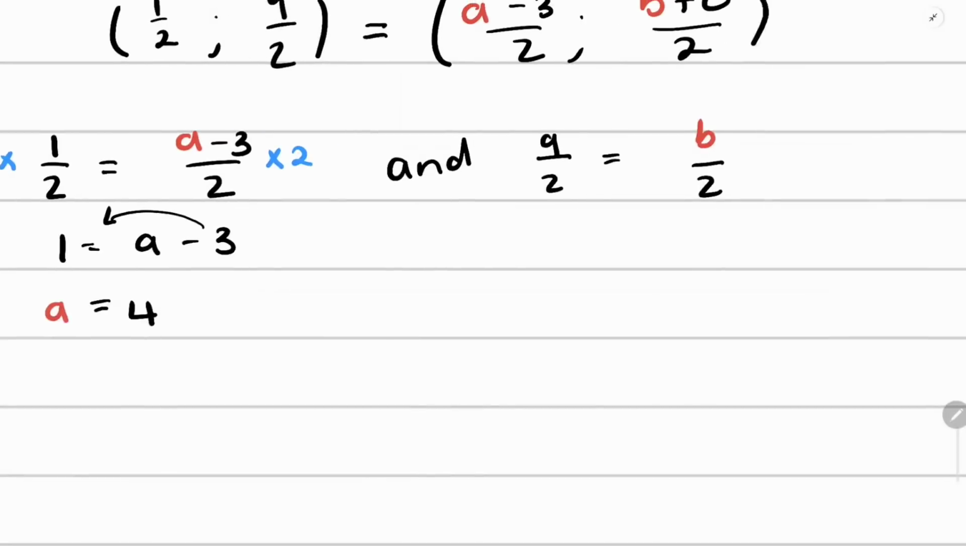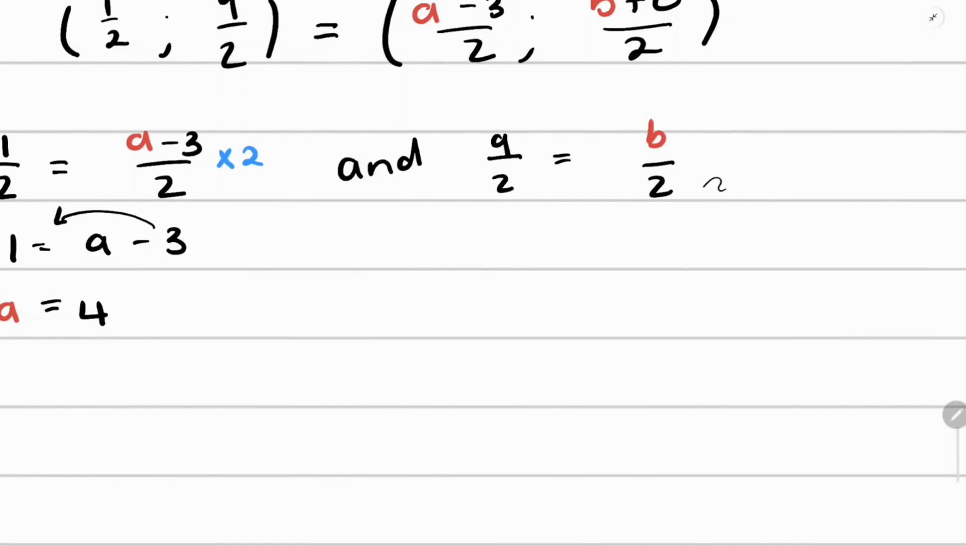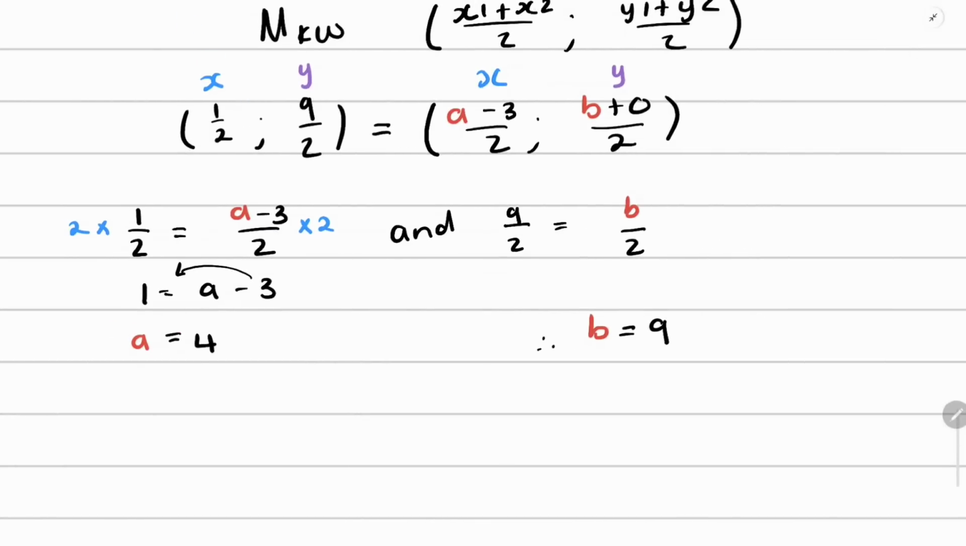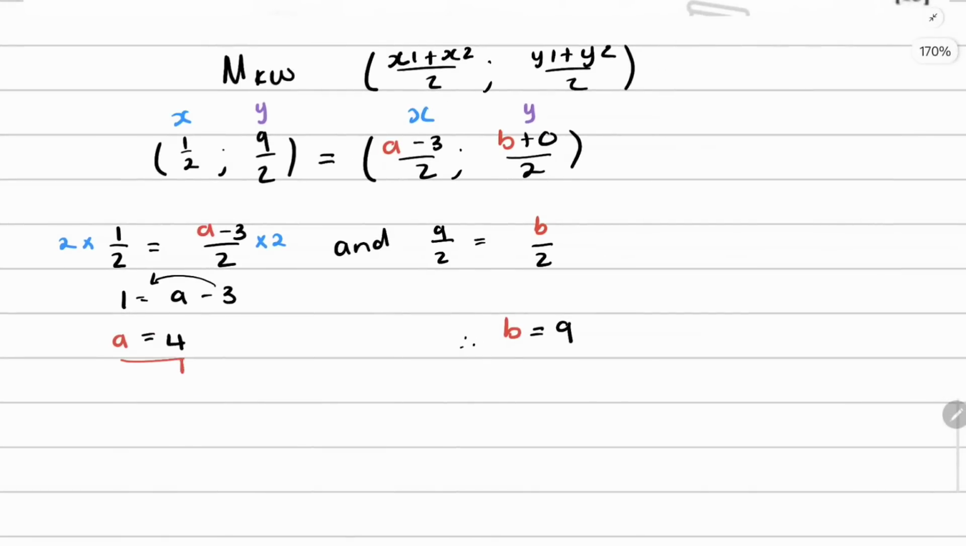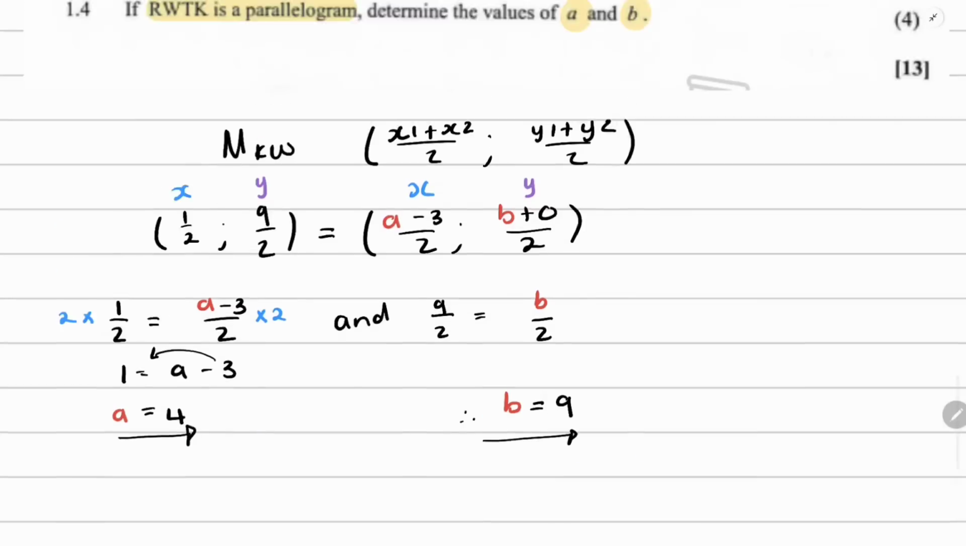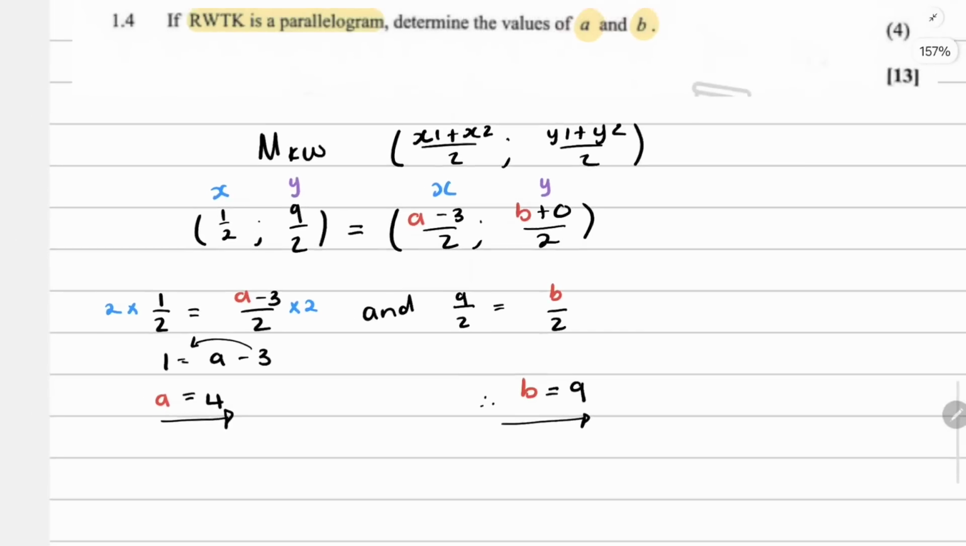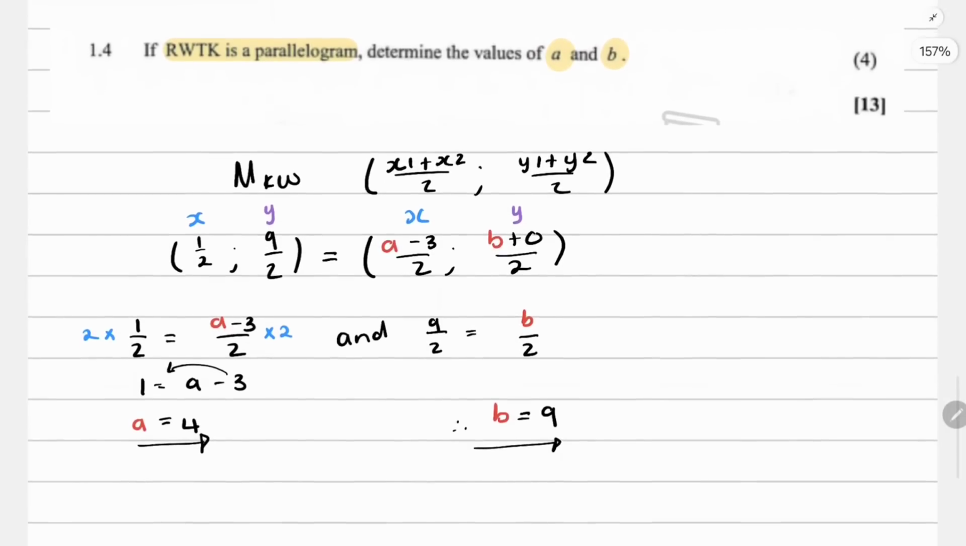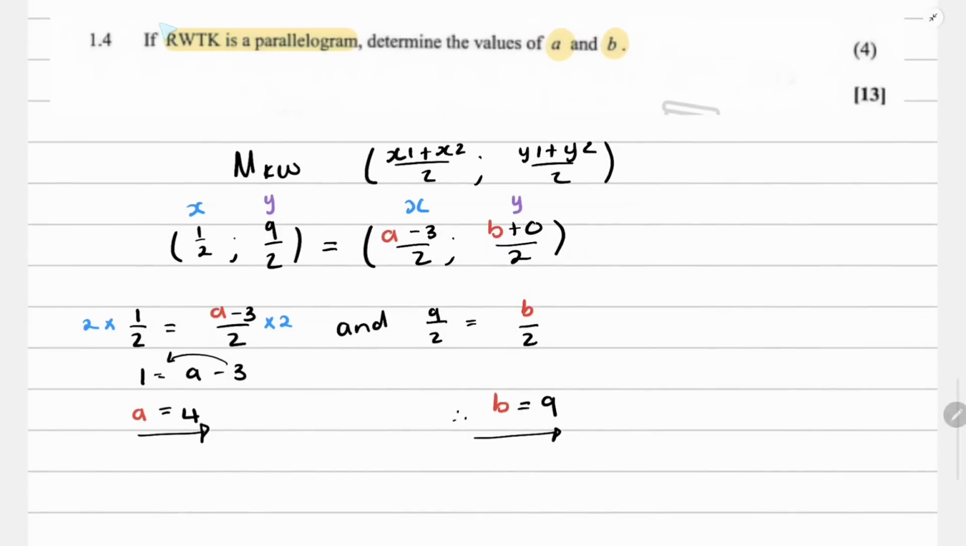And then we can find b. So again, just cancel the 2's or multiply both sides by 2. And that would mean that b is equal to 9. Okay, so there we go. We found a and b. They only asked us for those a and b. They didn't say put it as a coordinate, so we can just leave it like that. Those are our values for a and b. Moving on to the next question.